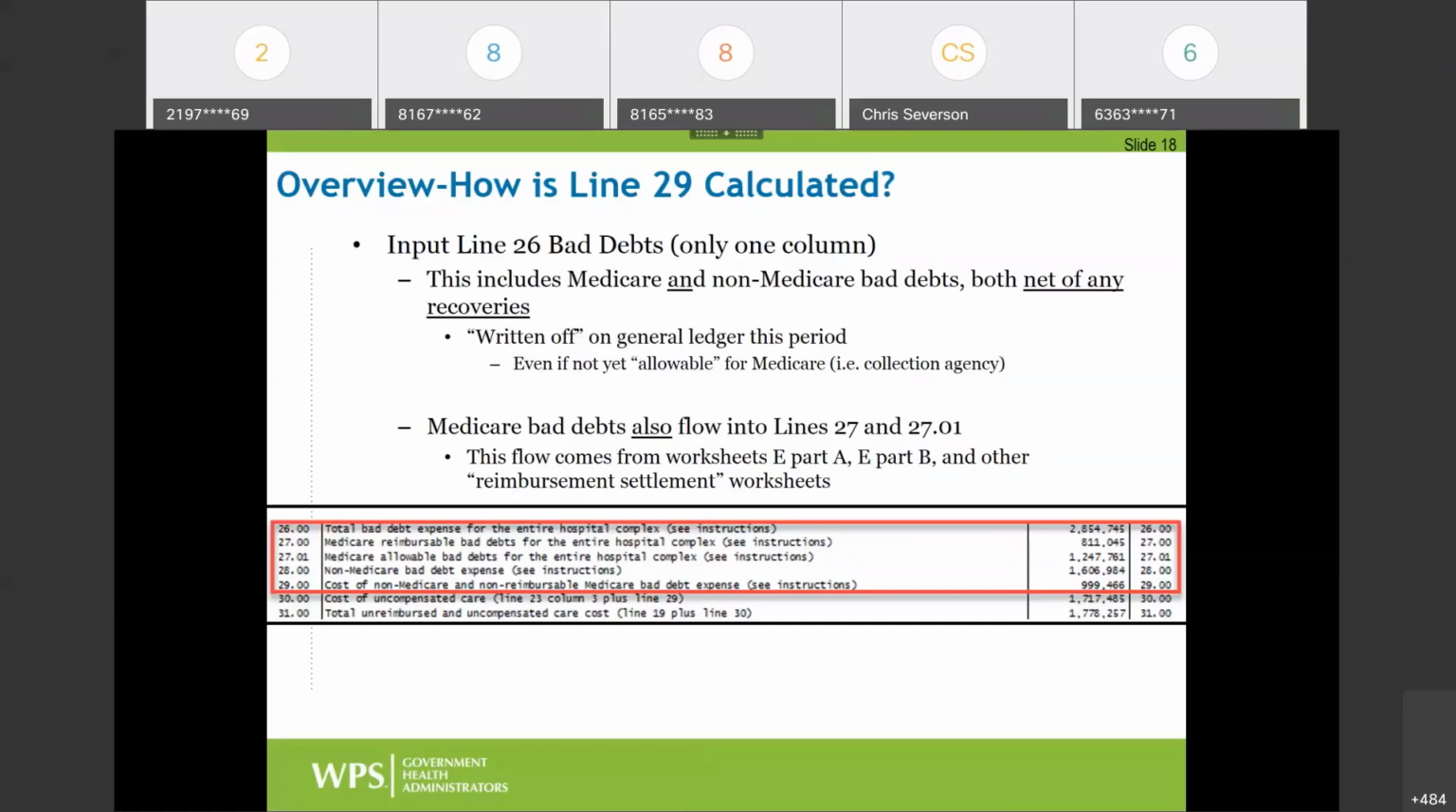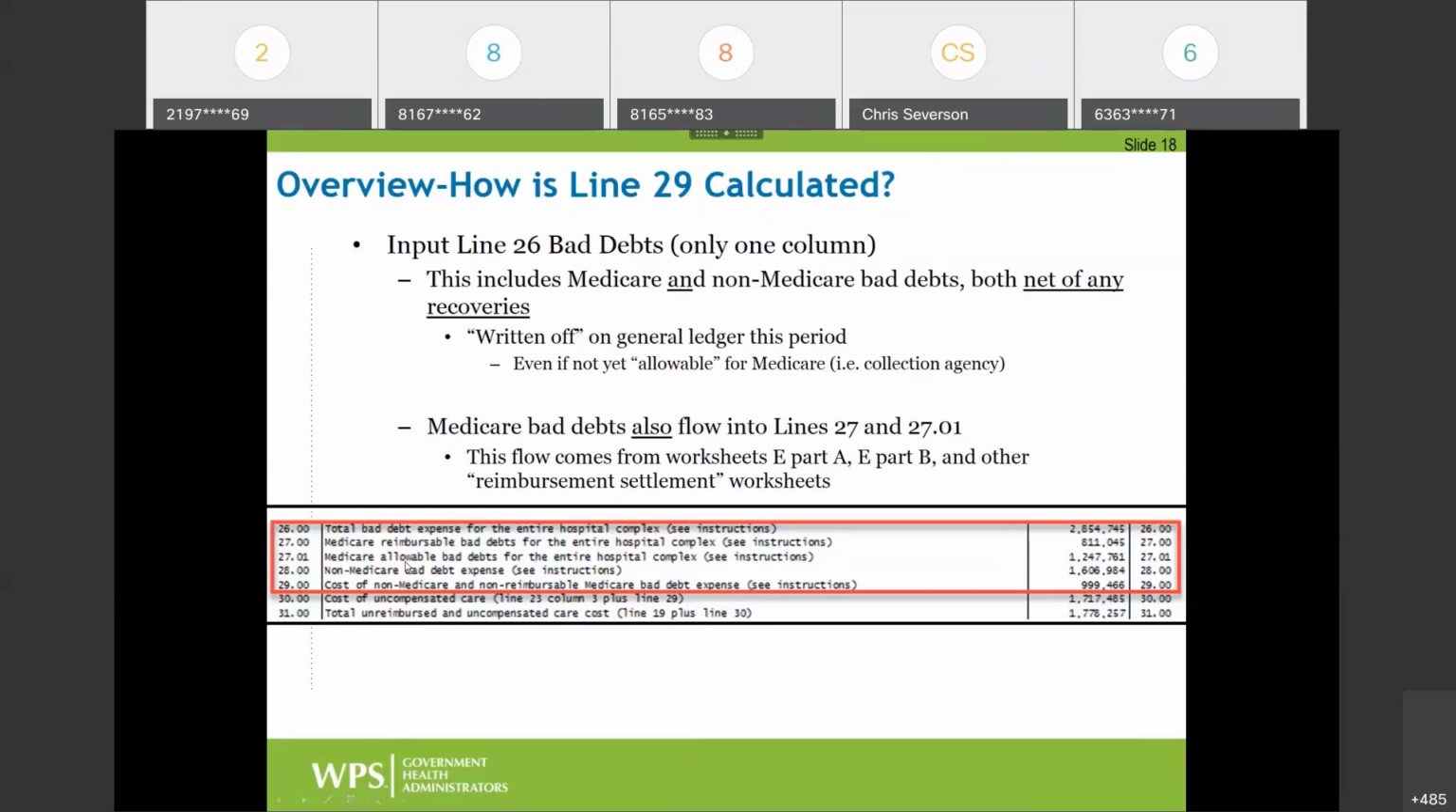So that word expense is probably going to be expunged from the cost reporting instructions in the near future, I'm pretty sure, but right now it still exists. So we're not so concerned for this audit. We're not looking at where it was written off. Was it written off to contra revenue or actual expense? So don't really pay too much attention to that word, if you will.